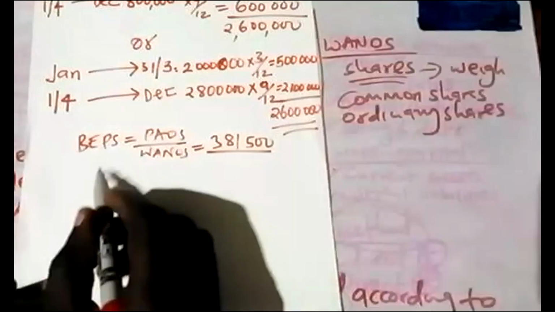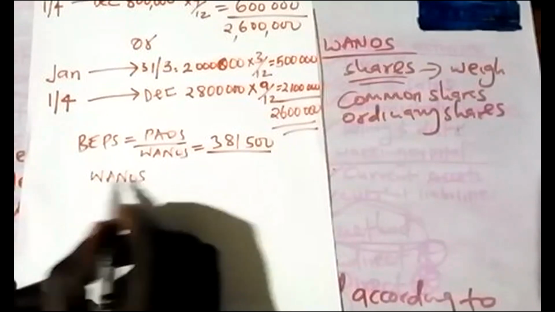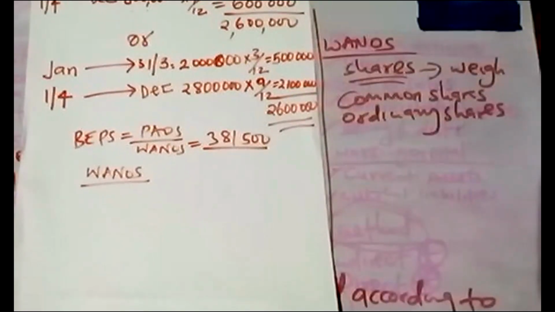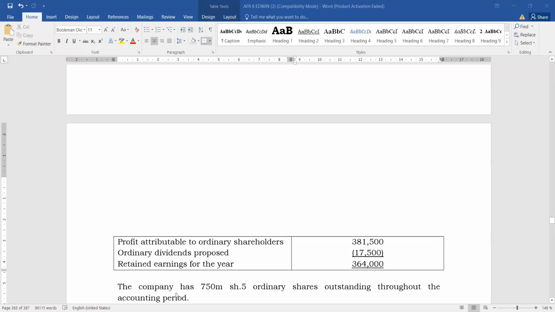What about owners? How do you get the owners? Owners is just the shares you weigh for time factor. On this scenario, how many ordinary shares were there? The company had 750 million shillings 5 ordinary shares outstanding throughout the accounting period. What is now the owners? Which is the one? 750.